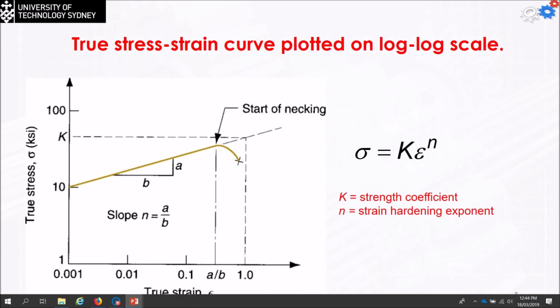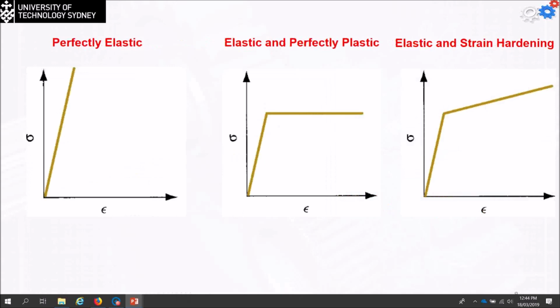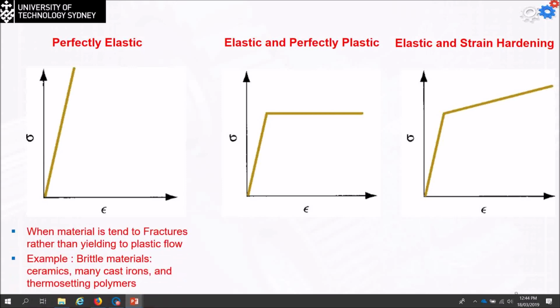If I have a material which is called perfectly elastic, that means it never reaches a yield point. What would be an example of a perfectly elastic material? A material that, when you apply force on it, is always in the elastic range, but when it passes the yield point, it fractures.